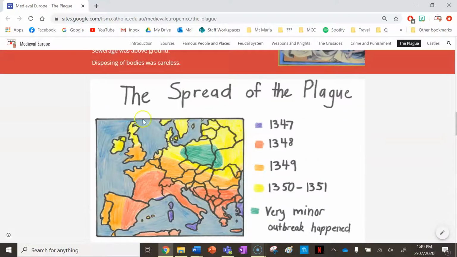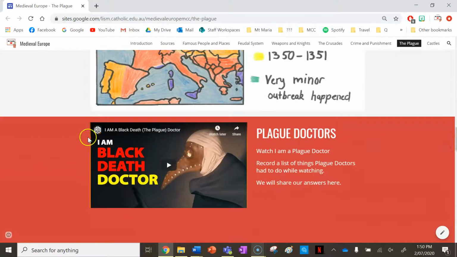You can see this map I've drawn here is the spread of the plague from 1347 right up until 1351, so when the plague started and when it ended. You can see it came up from Asia and the Middle East into Europe and affected the Frankish Empire quite heavily, but then did work its way into England as well, and then up into East Europe and then into Russia.